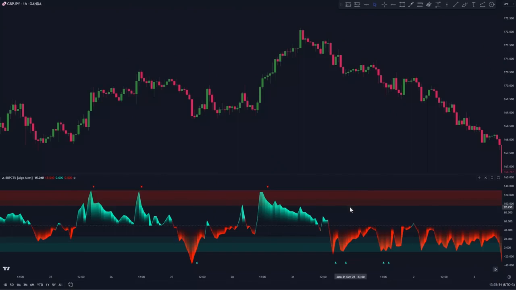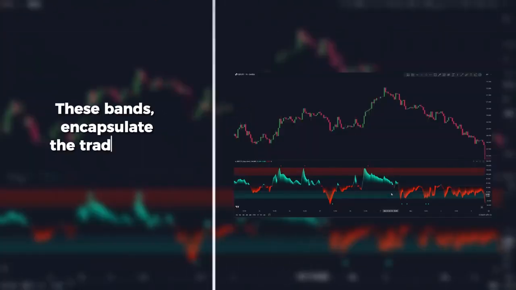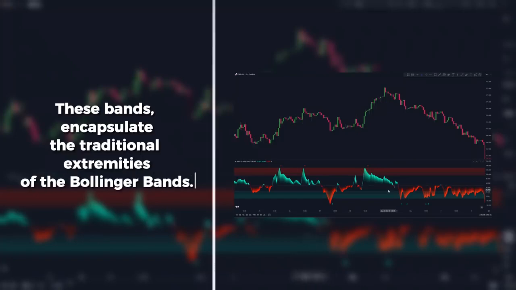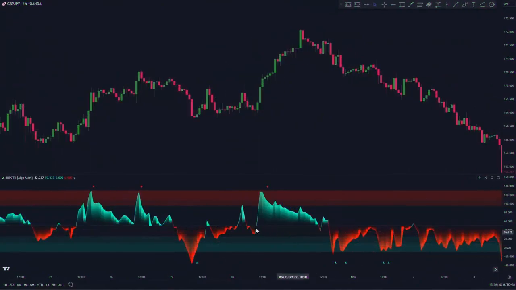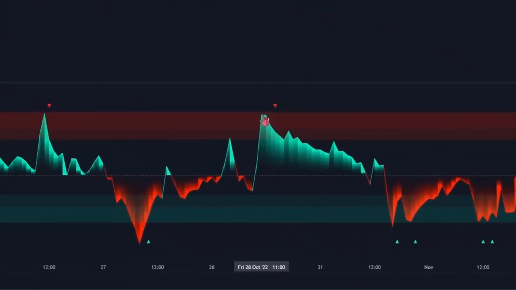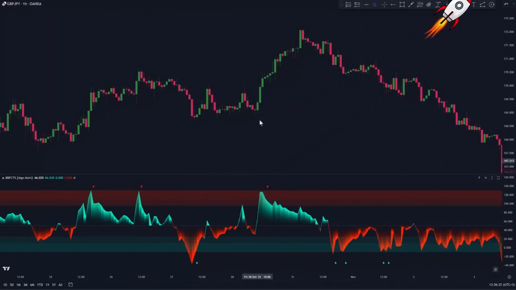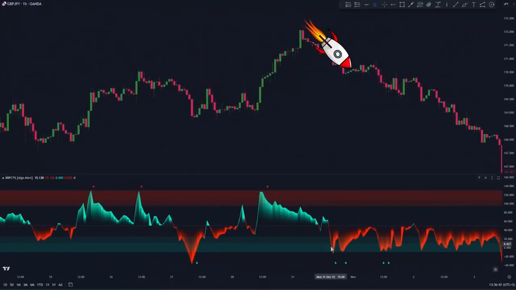The indicator is also composed of upper and lower bands. These bands encapsulate the traditional extremities of the Bollinger Bands. They are an indicator of market volatility. When the Bollinger Bands percentile line goes into the upper band, that indicates an increase in bullish market momentum, and when it goes into the lower band, that indicates an increase in bearish market momentum.